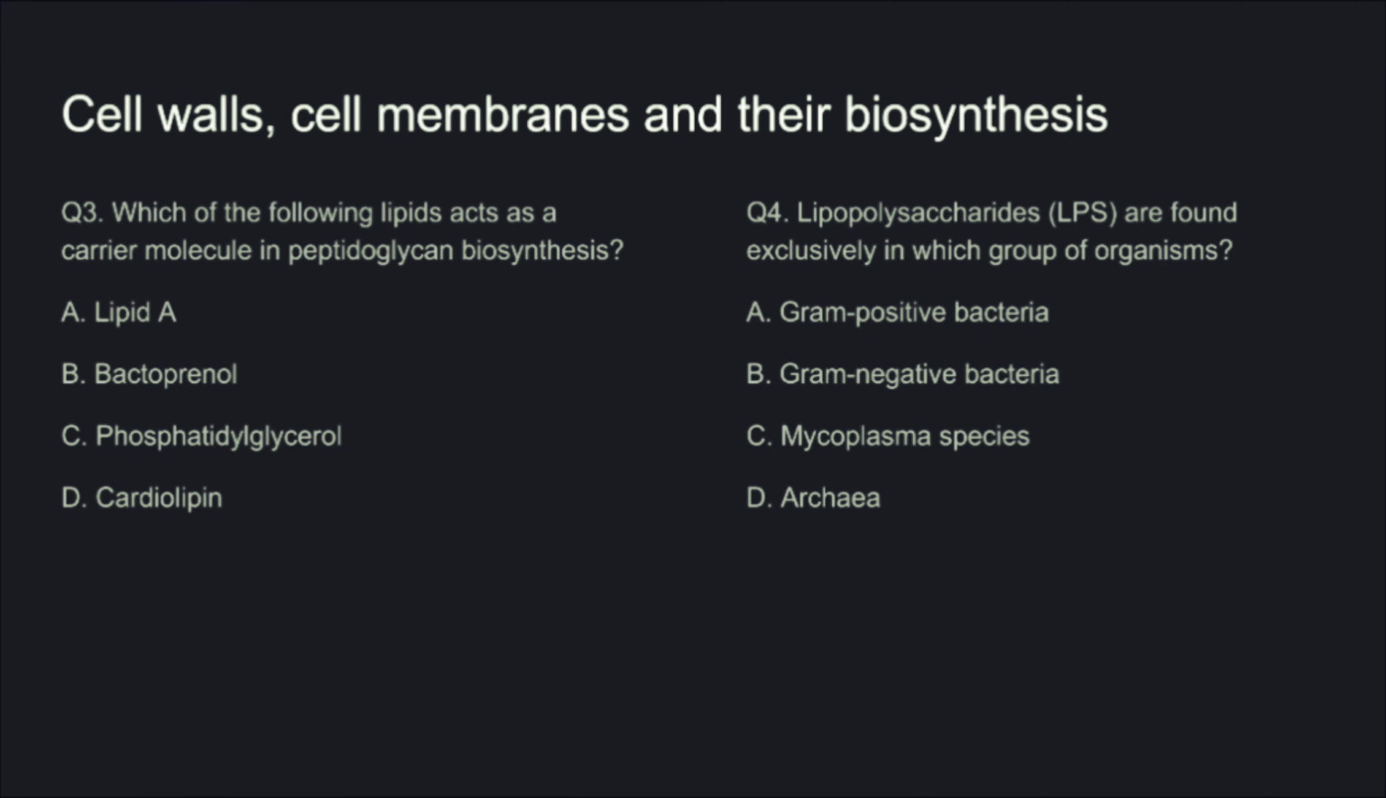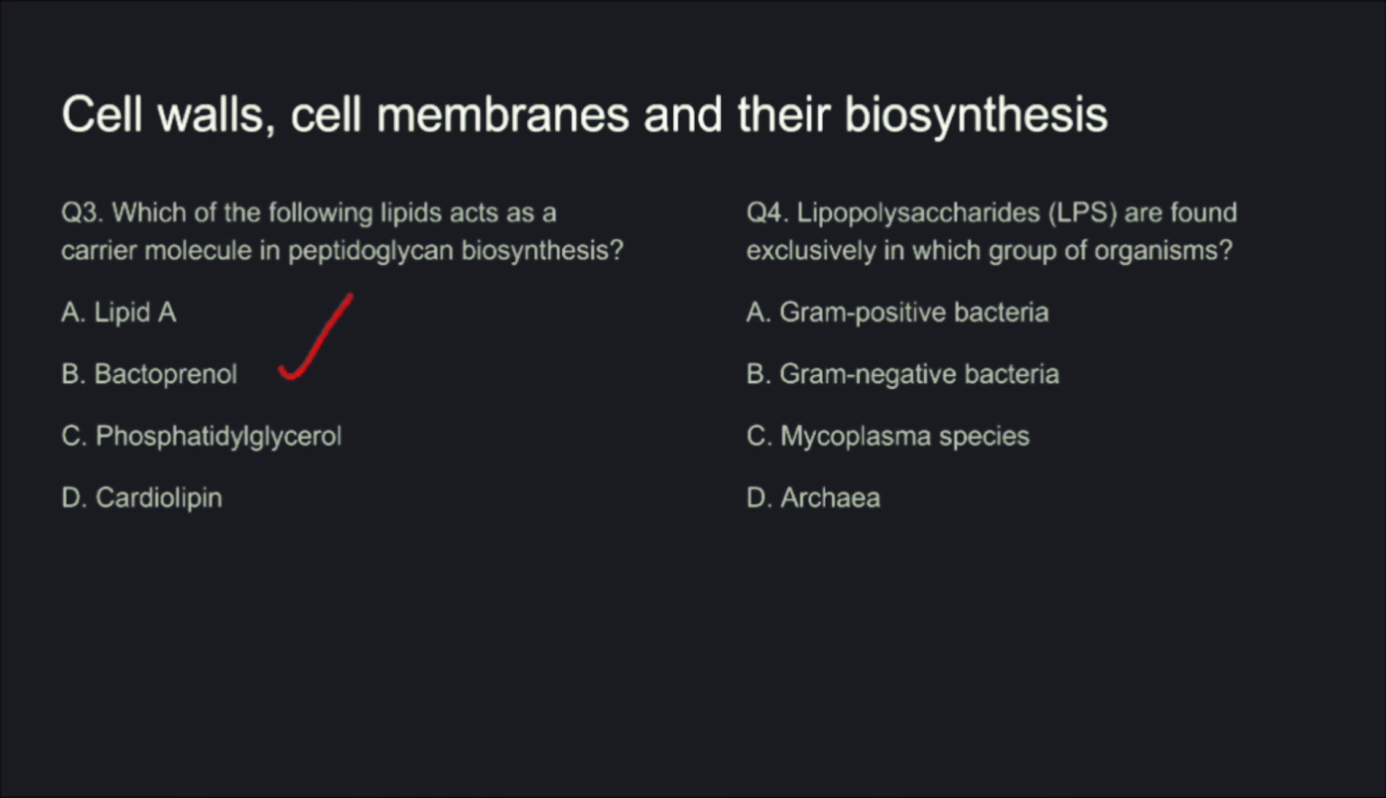Now next is, which of the following lipids acts as a carrier molecule in peptidoglycan biosynthesis? Your options are A. Lipid A, B. Bactoprenol, C. phosphatidyl glycerol and D. cardiolipin. So the correct answer here is bactoprenol, option B. Question number 4.